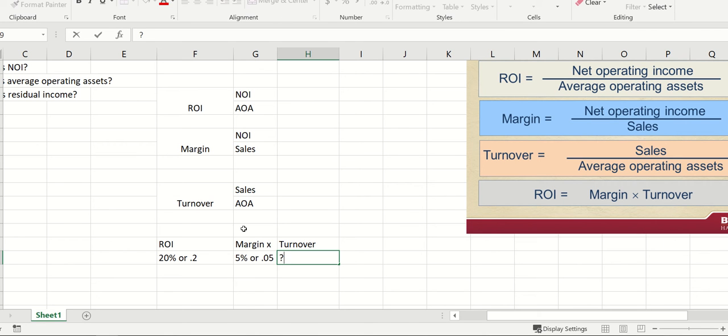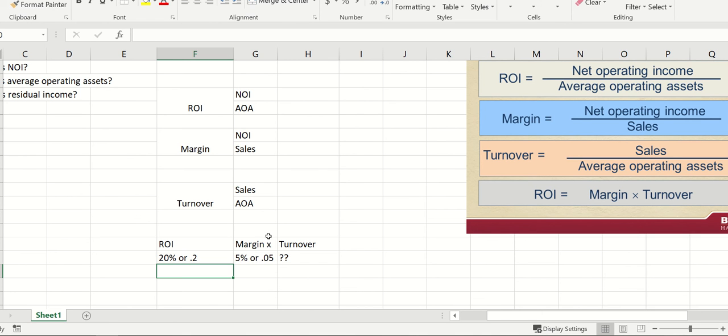So we'll multiply that. 5% times by a number, not necessarily a percentage or a dollar. So turnover is just a number, not a percentage or dollar. Margin times turnover, so 5% times by something would give me 20%. Hopefully you can solve that one in your head, but 5% times by 4 would give us 20%.